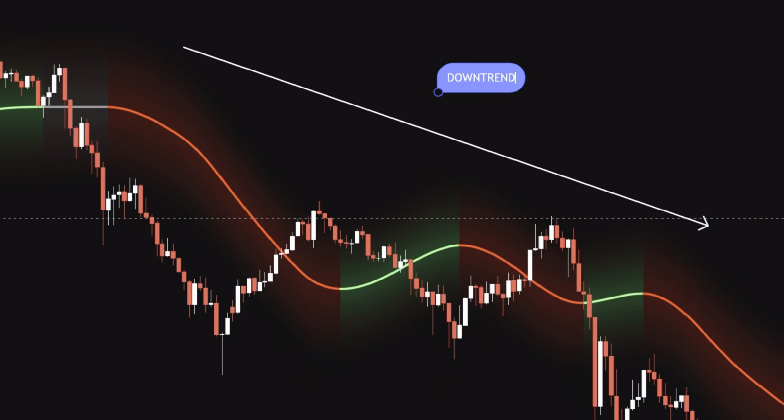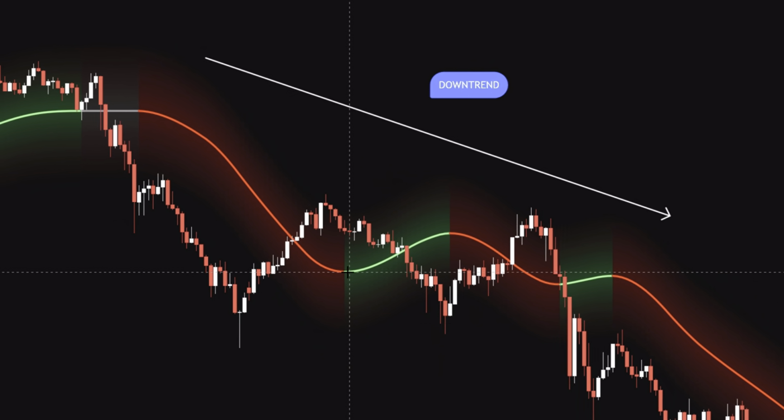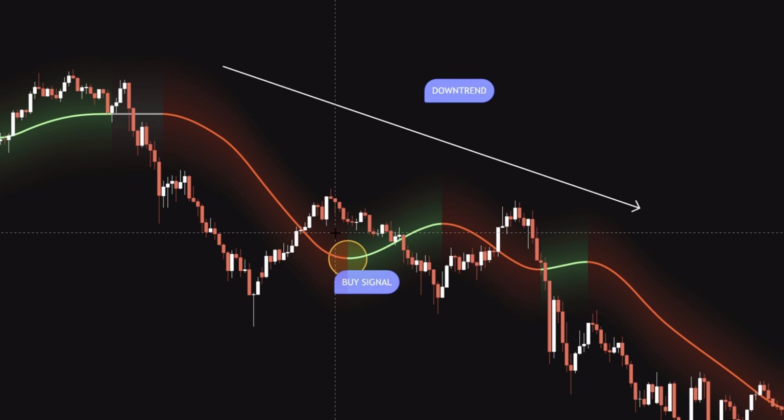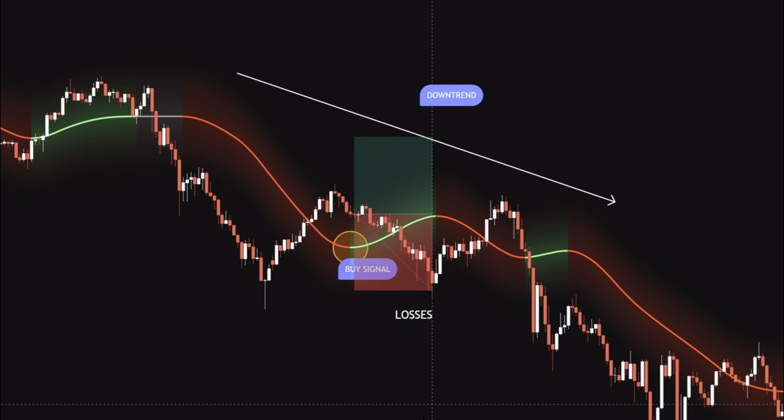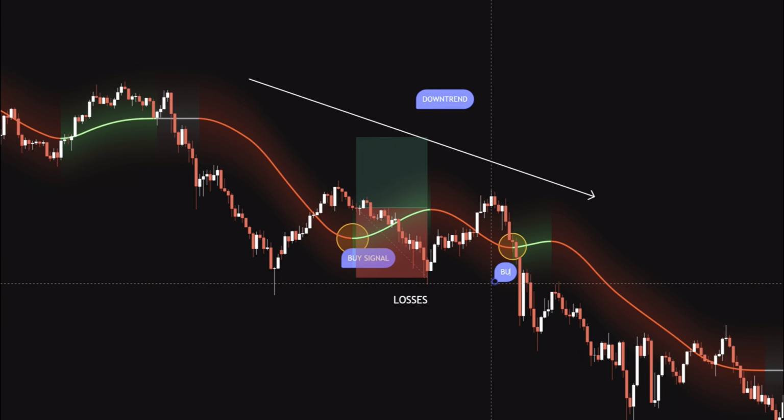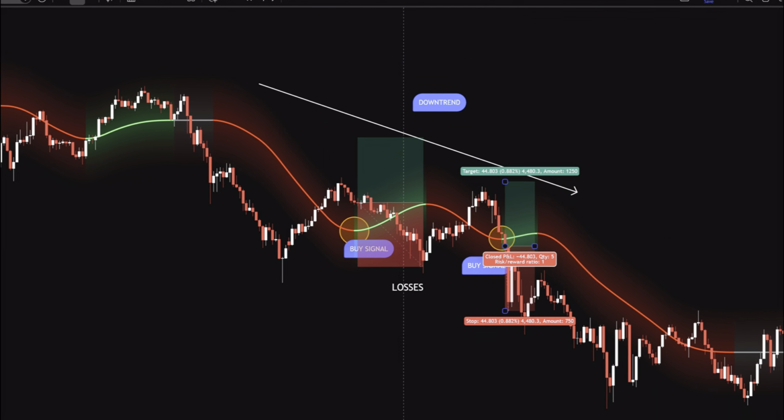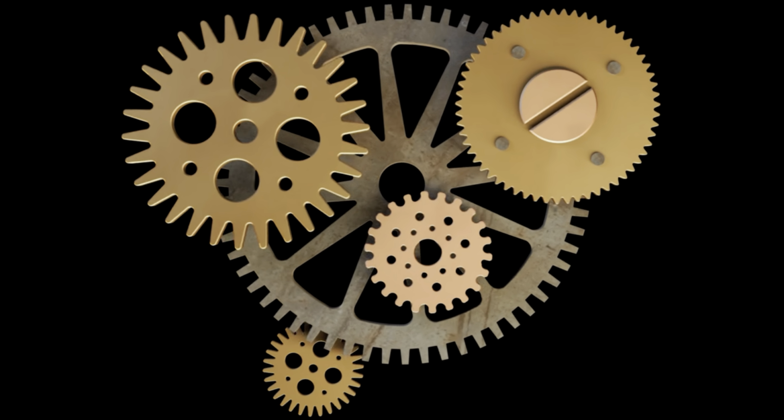That's the first problem. The second problem is you have no idea what the broader trend is doing. You're taking counter-trend signals in a market that's already committed to a direction. That's how account blowouts happen. So before we go further, let's fix the settings.